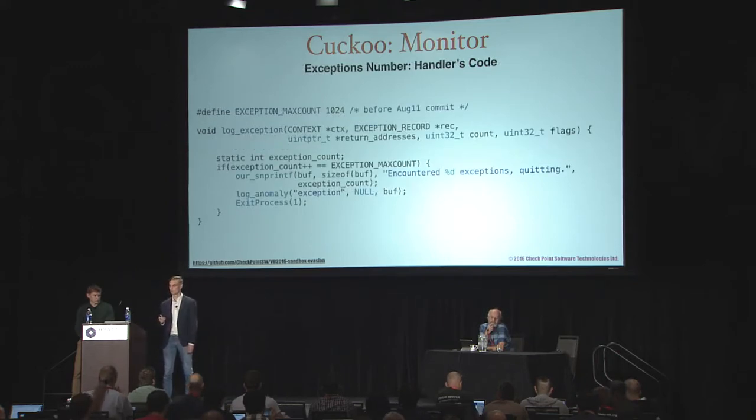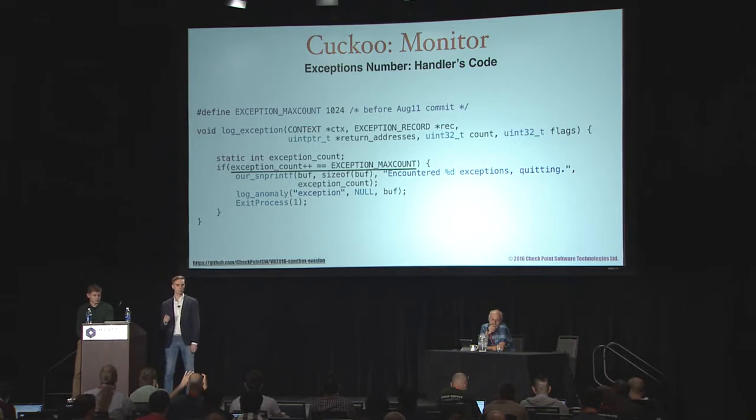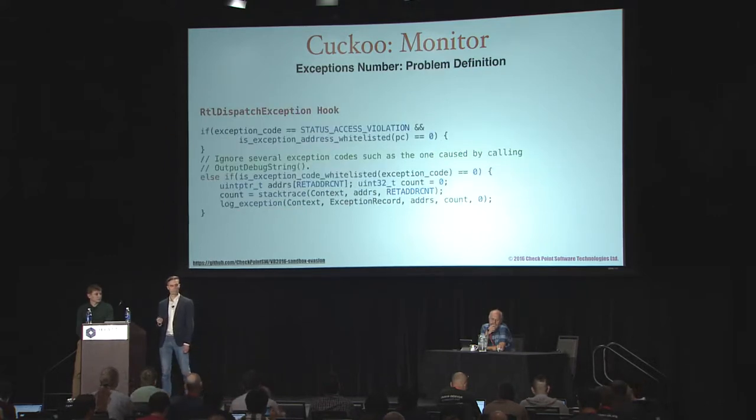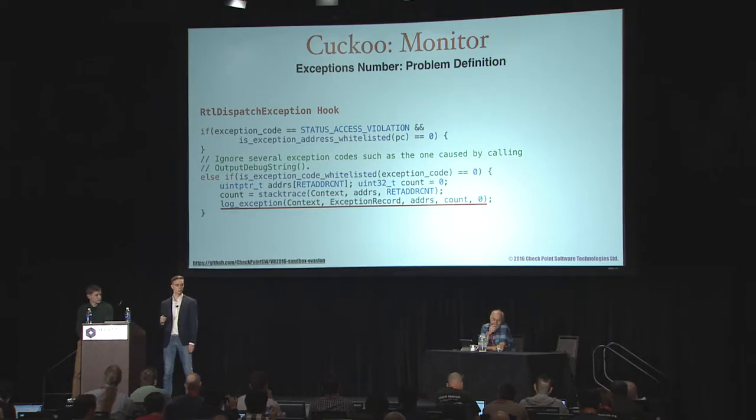Let's move to the next detection technique that is based on the number of occurred exceptions. As you can see, we have a static variable that is responsible for accumulating occurred exceptions, and we check if it equals some hard-coded value. And if it's true, then we simply exit the process with error code 1. Let's see where log exception is used. It's used in a RtlDispatchException hook. So if an occurred exception is not whitelisted, then this function is called.